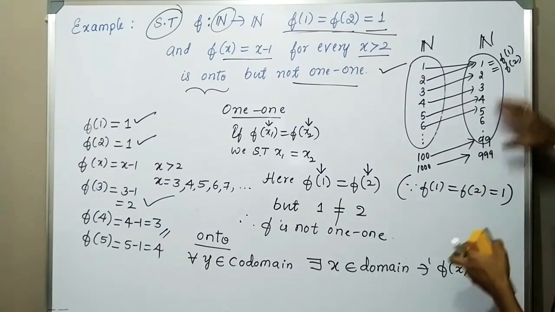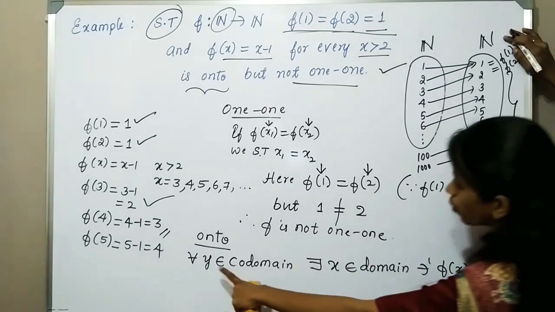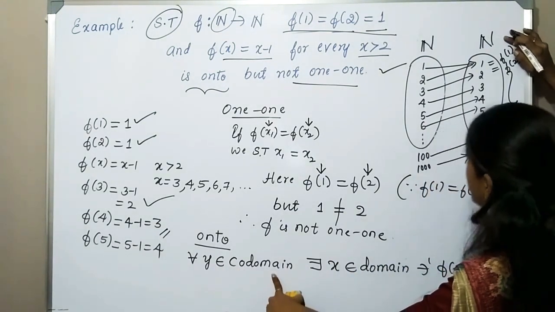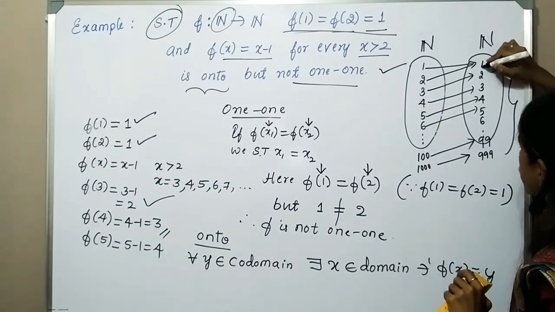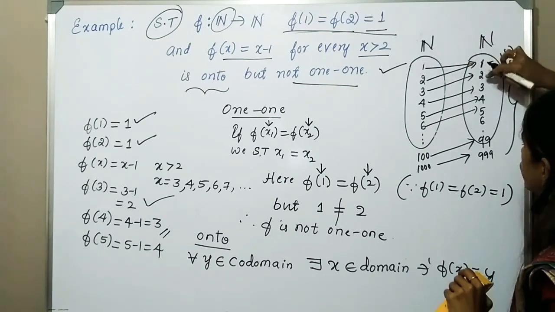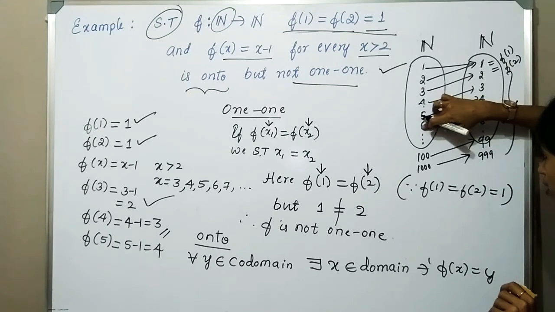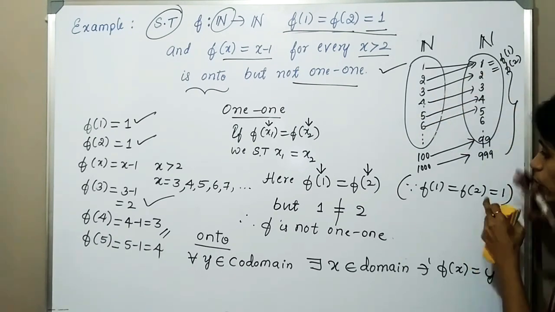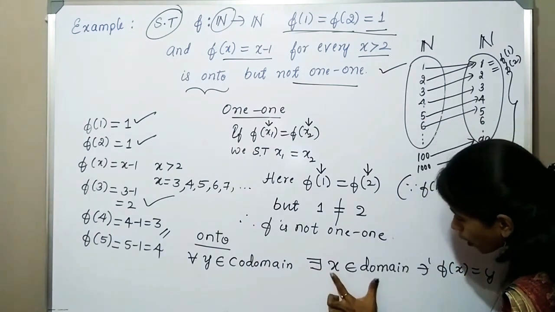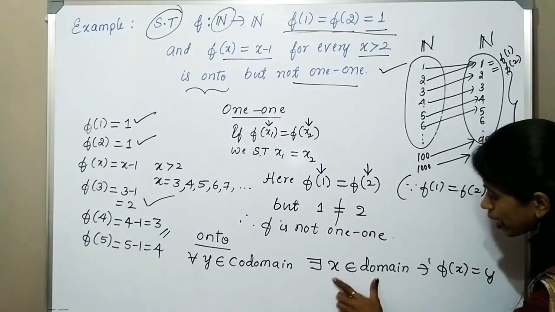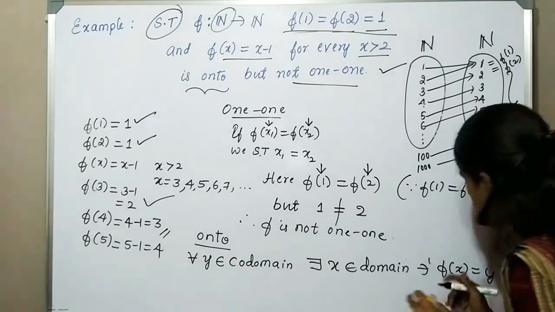So take any element of the codomain. For all y belongs to the codomain, there exists a corresponding preimage. 1 has a preimage, 2 has a preimage, 3 has a preimage, 4 has a preimage, 5 has a preimage. So therefore, we conclude that for all elements of the codomain, there exists a corresponding preimage in the domain such that f of x is equal to y.